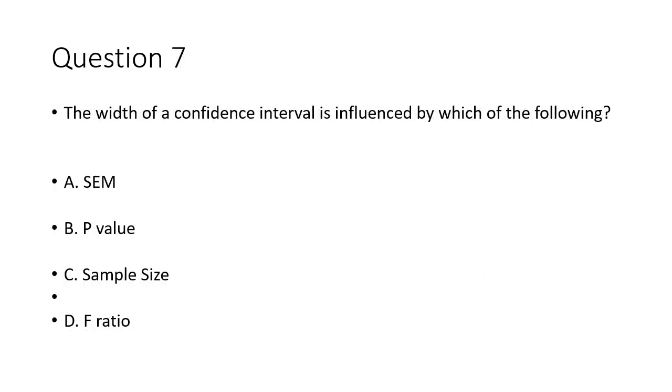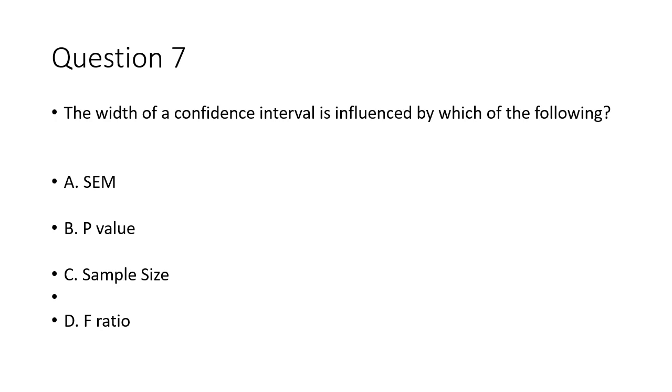All right, so the question here is, the width of a confidence interval is influenced by which of the following? Is it the standard error of the mean? Is it the p-value? Is it the sample size, or is it the F ratio? Here, the correct answer is going to be sample size, C. Right, so again, the width of that confidence interval is directly influenced by this.